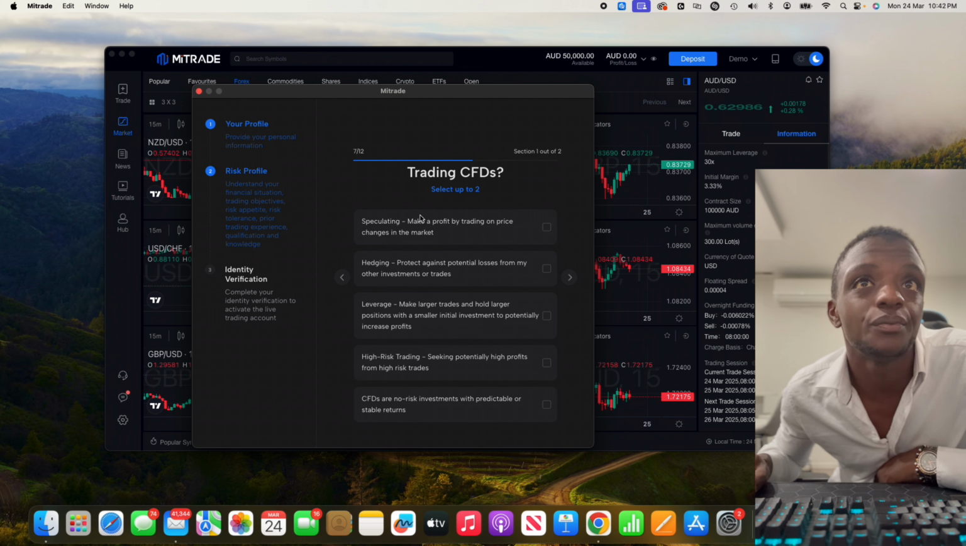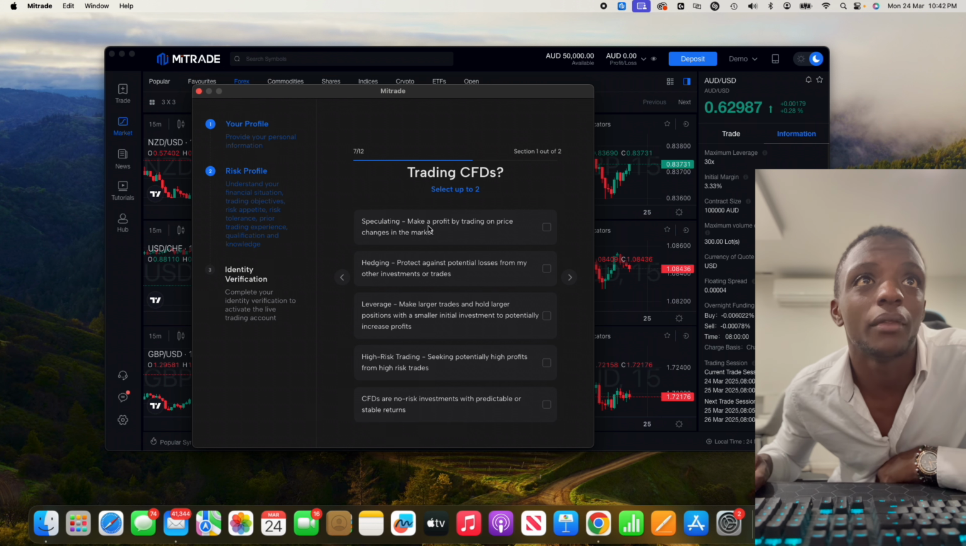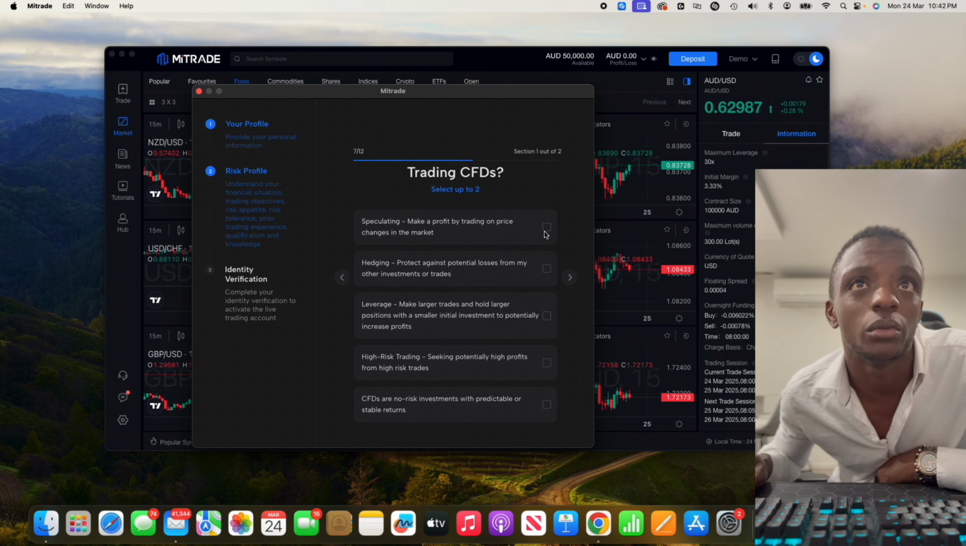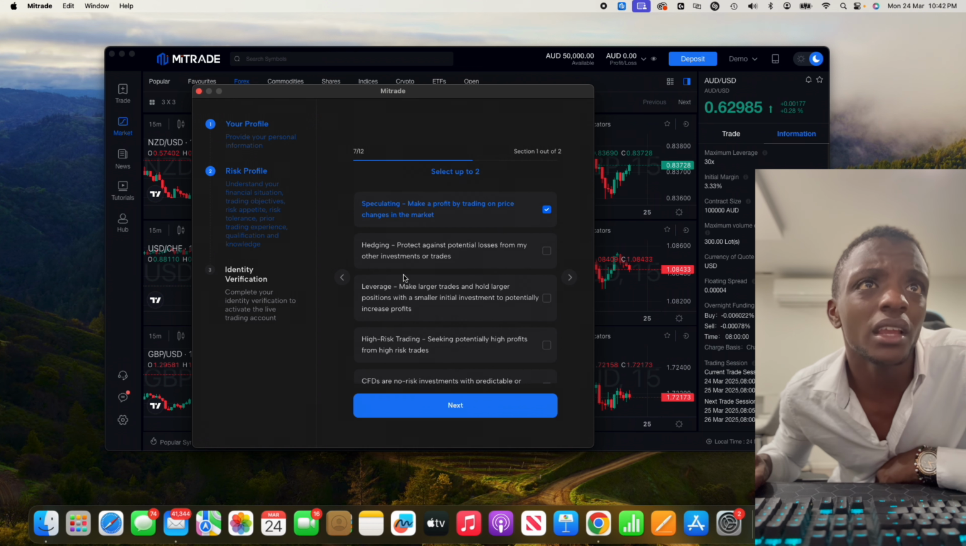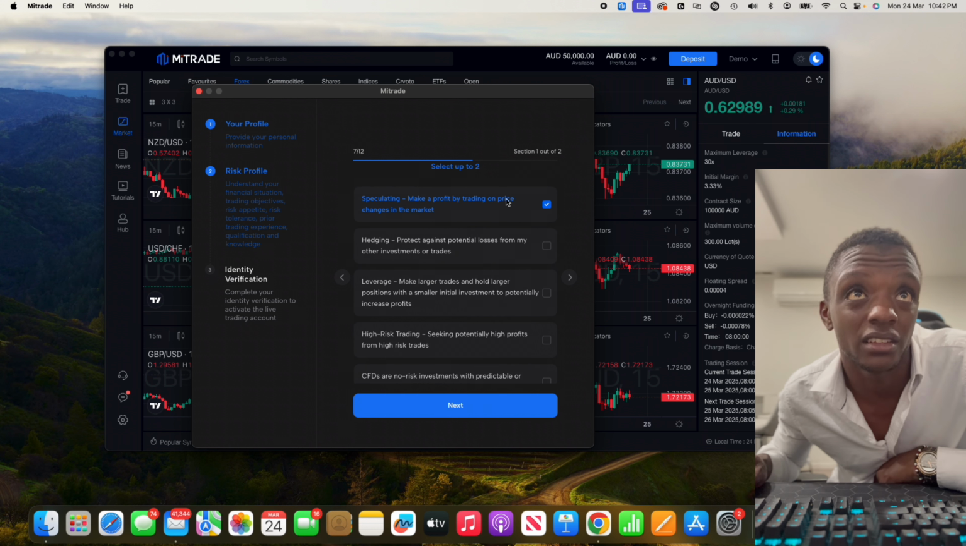So for this question, it says, what is your main reason for trading CFDs? Speculating, making a profit by trading on price changes in market, which is normally the right one. Hedging, protecting losses. So they're pretty much trying to see how intelligent you are. So none of these are pretty much correct. CFDs, no risk. It is a risk. It is high risk trading. It is leverage. It is protecting your potential. So pretty much this is the answer they're looking for.